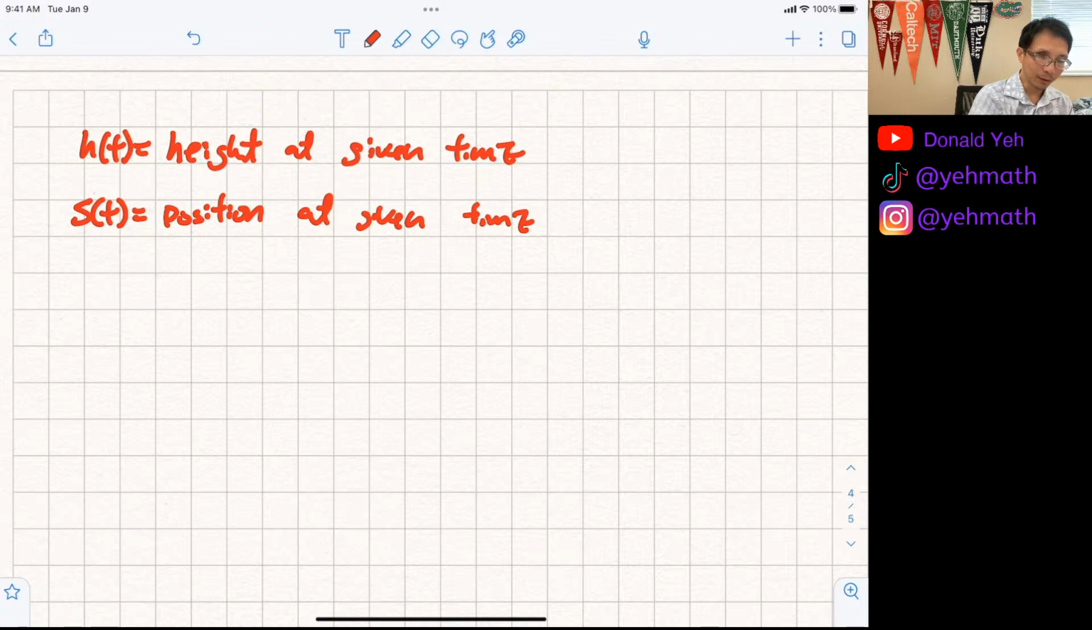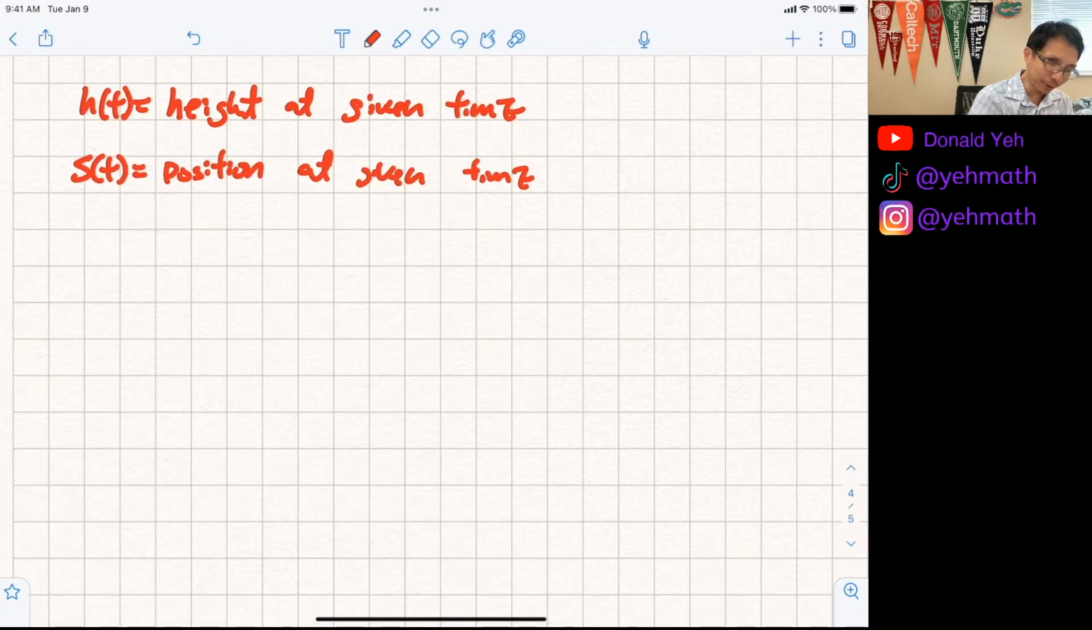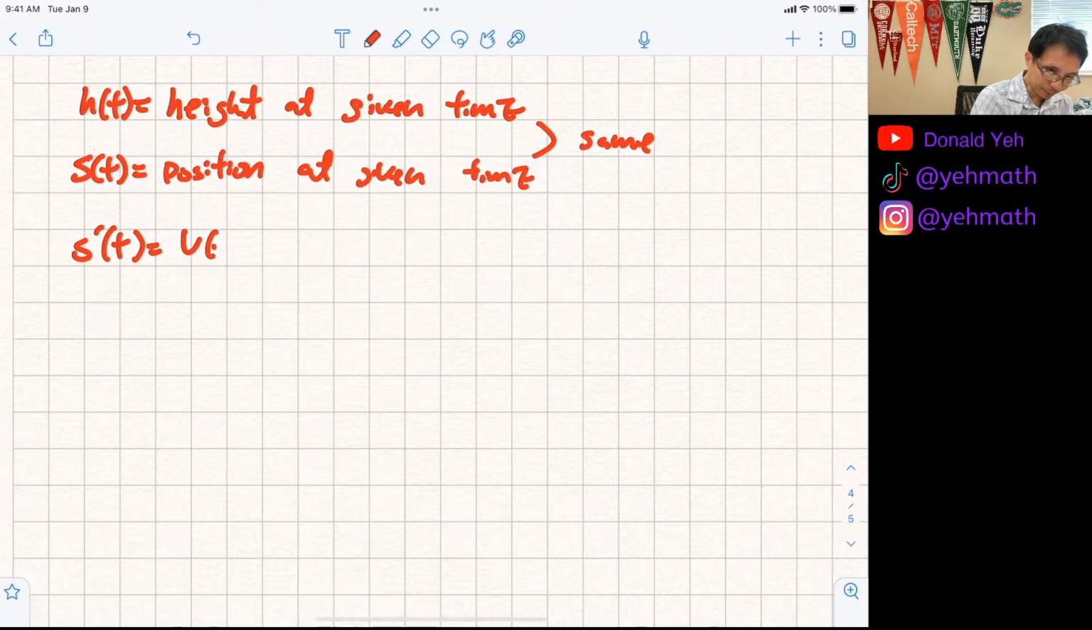It's more like one to the other, not the other way back. So just so you know, they are the same for now. So S of t is a position at a given time. In this case, we're gonna say they are the same. Now S prime of t is equal to velocity. And that means velocity at a given time.